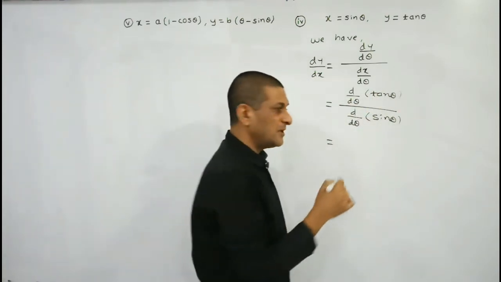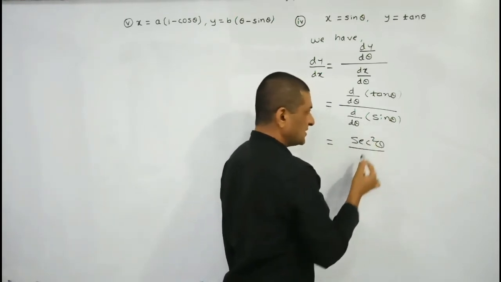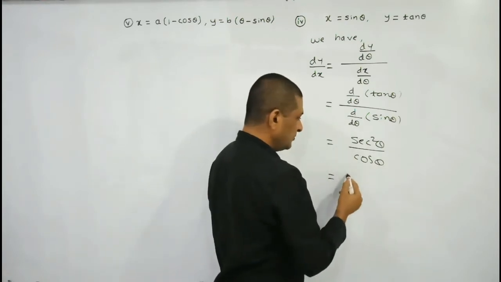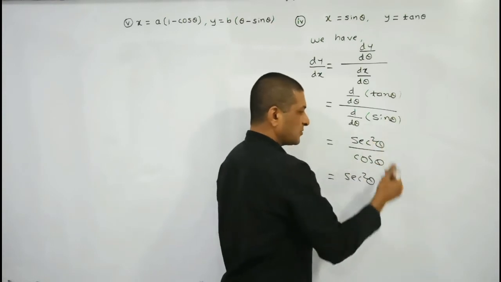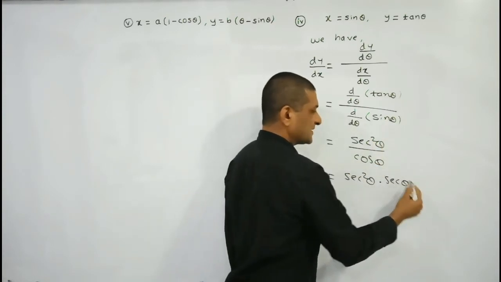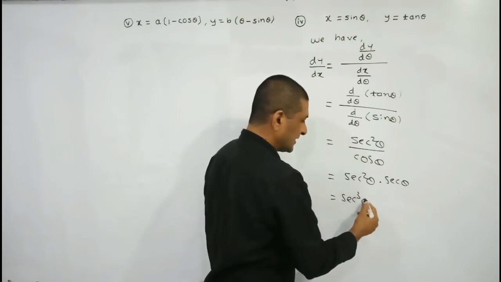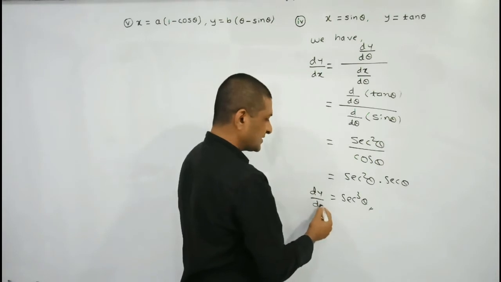So which is equal to, what is the derivative of tan theta? The derivative of tan theta will be equal to sec square theta, and the derivative of sin theta will be equal to what? Cos theta. So in the numerator, keep this sec square theta as it is. What is the reciprocal of cos? Sec, and sec into sec square will be equal to sec cube theta. In this way we have got the value of dy by dx, isn't it?